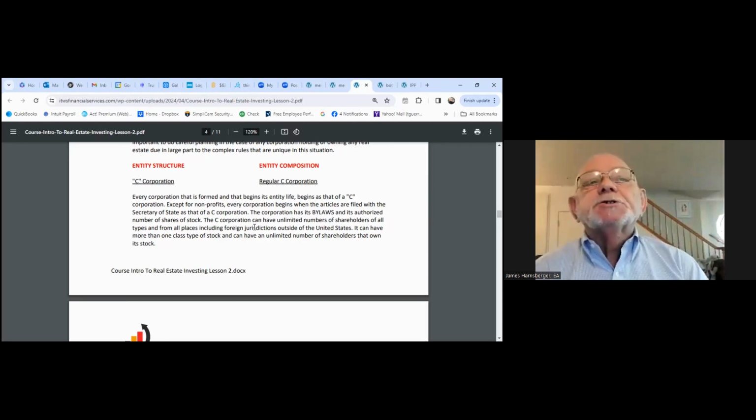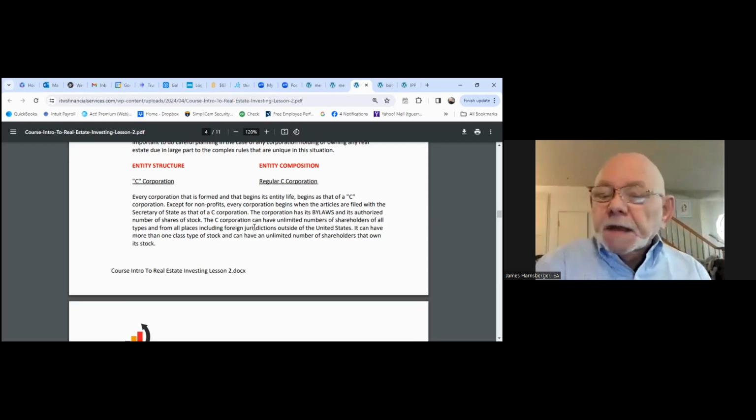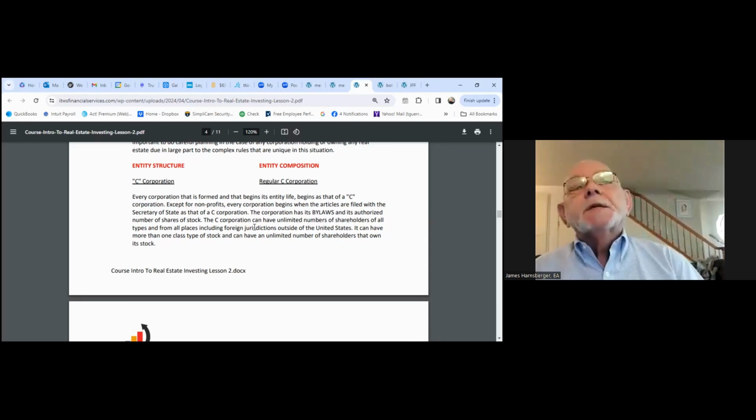C corporations, generally, unless you have some unique planning opportunities, don't lend themselves favorably to being the most preferred. Now, they are preferred for development and they are preferred for rehab and flipping. There's a couple of unique things that we look to depending on what your real estate activity encompasses. So they're not off the table, but they're not the first or primary entity structure of choice.